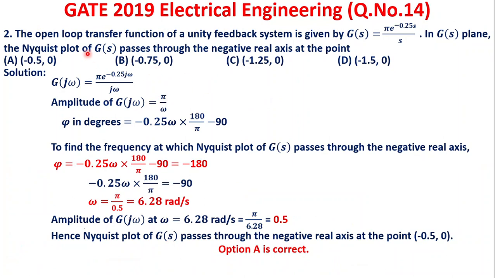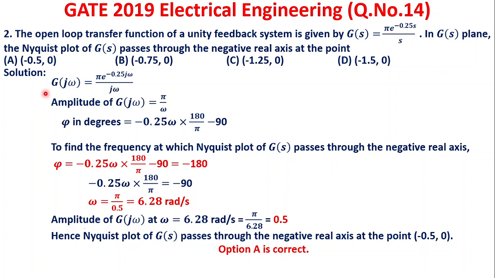In this problem, the open loop transfer function of a unity feedback system is given by G(s) = π e^(-0.25s) / s. In the G(s) plane, the Nyquist plot of G(s) passes through the negative real axis at the point, and 4 options are given. This question is taken from the GATE 2019 question paper, Electrical Engineering, question number 14.